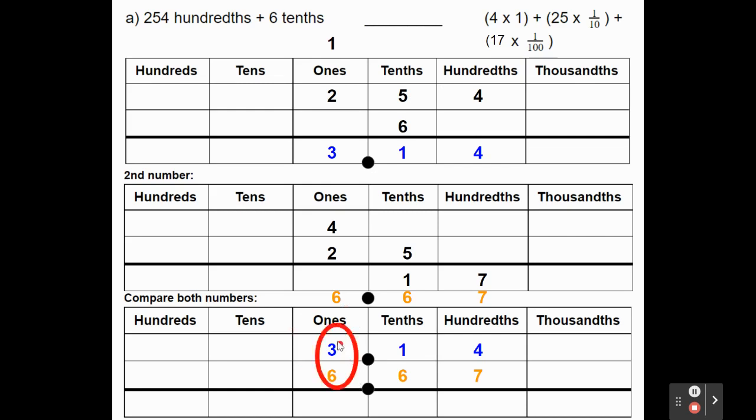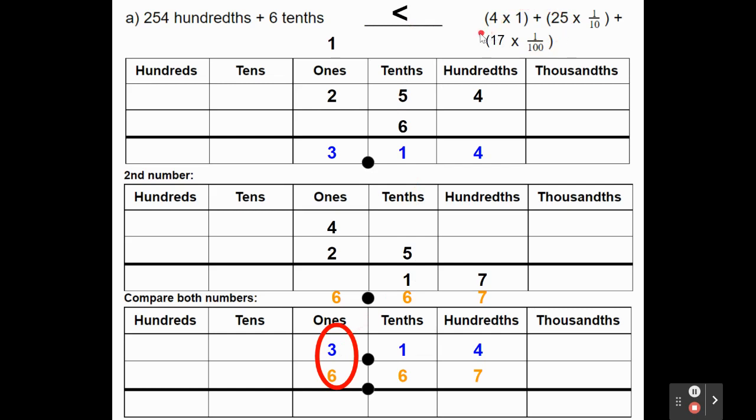Notice in the first number, we have 3 ones, but in the second number, we have 6 ones. Well, we know 6 ones is bigger than 3 ones, so that means our second number is going to be bigger. We write the less than symbol, showing that it's opening up to eat the bigger number, which is the second number.